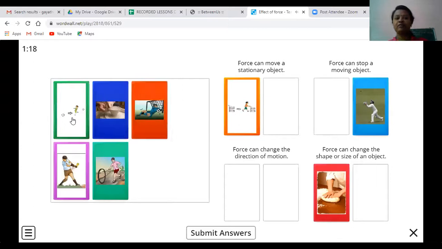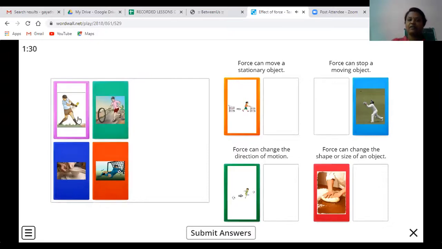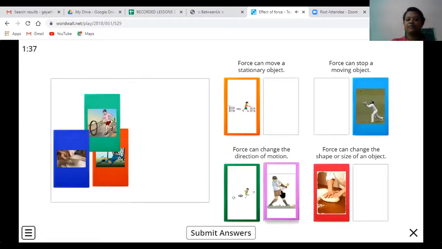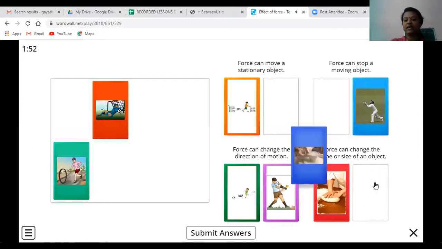Here a person is carrying the trolley in one particular direction. So the force can definitely move the object because it was stationary and it has been moved. A boy playing football has changed the direction of the ball with his kick. So we will say that force can change the direction. Even a person who is playing baseball, the same, the direction can be changed.